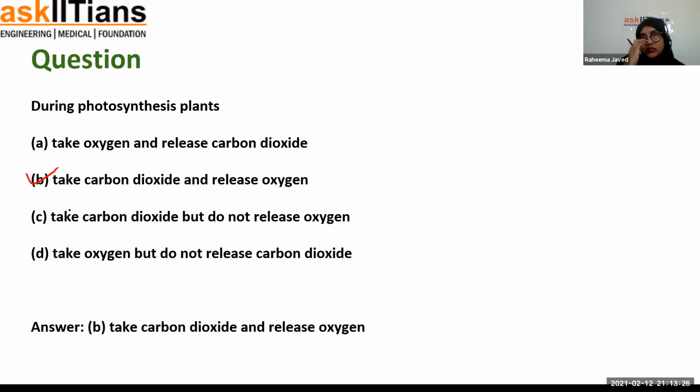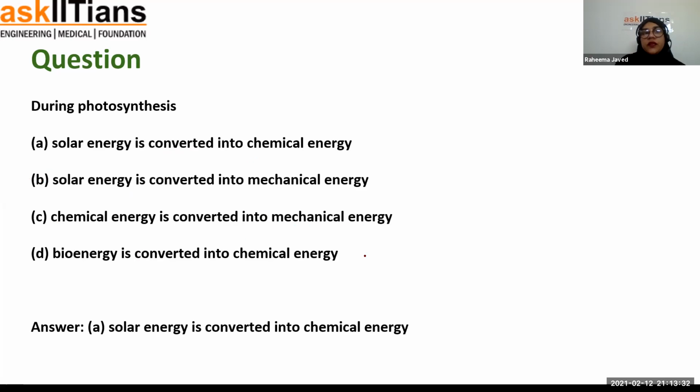The raw material that is taken up by the plants is carbon dioxide, which is fixed in the form of glucose, and oxygen gas is released. The second question is again about photosynthesis. During photosynthesis, solar energy is converted into chemical energy. Solar energy is converted into mechanical energy. Chemical energy is converted into mechanical energy, or bioenergy is converted into chemical energy. So the first option is the correct option.